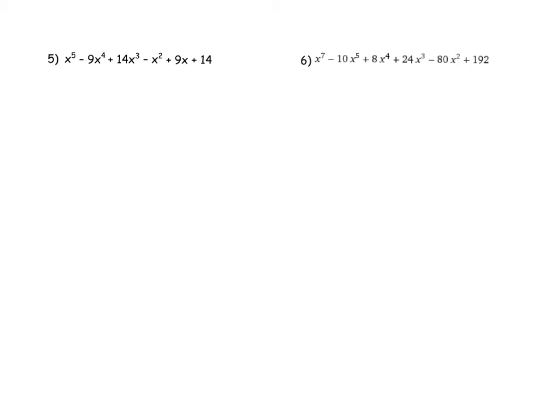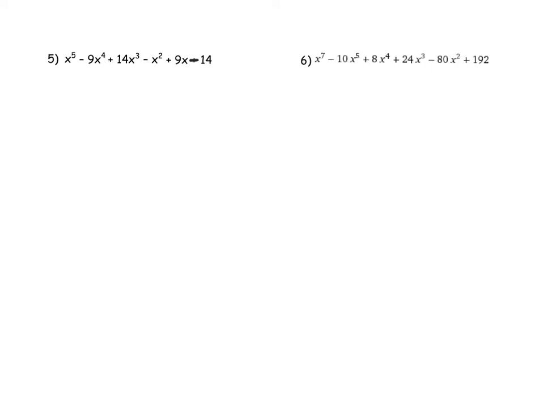Okay, so for problems 5 and 6, you should notice that there are actually 6 terms for both of them. So we're still going to use grouping. Grouping is definitely still the method here. There is a typo in number 5. Just go ahead and change this plus 14 at the end to a minus 14, and then we can do the problems.